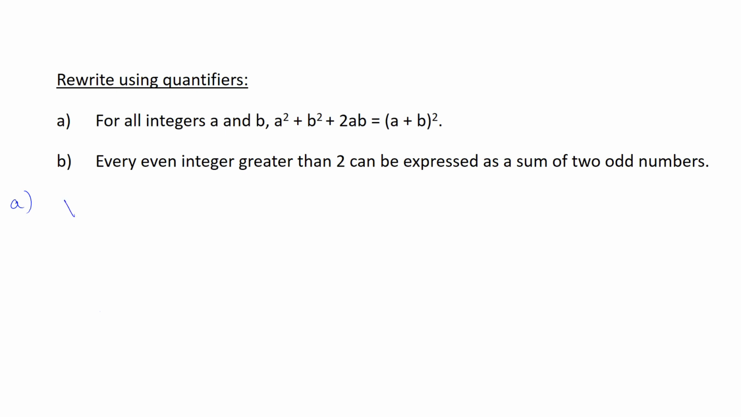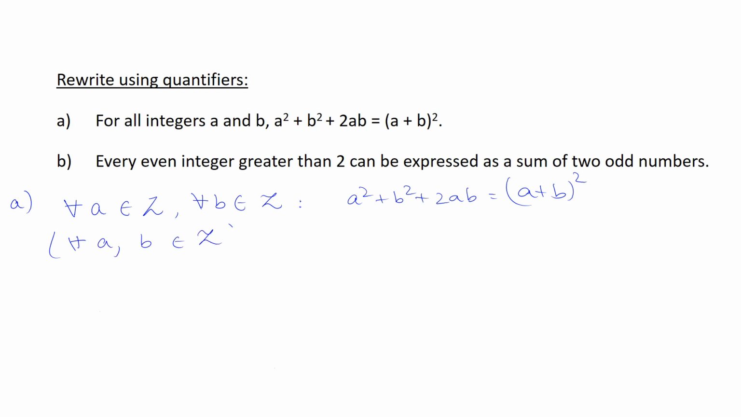So here's the first statement. For all a in Z, the set of integers, for all b in Z, a squared plus b squared plus 2ab is (a plus b) the whole squared. Now, this could also be written more succinctly as for all a, b in Z. Note that Z is the universe of discourse for the variable a as well as for the variable b.